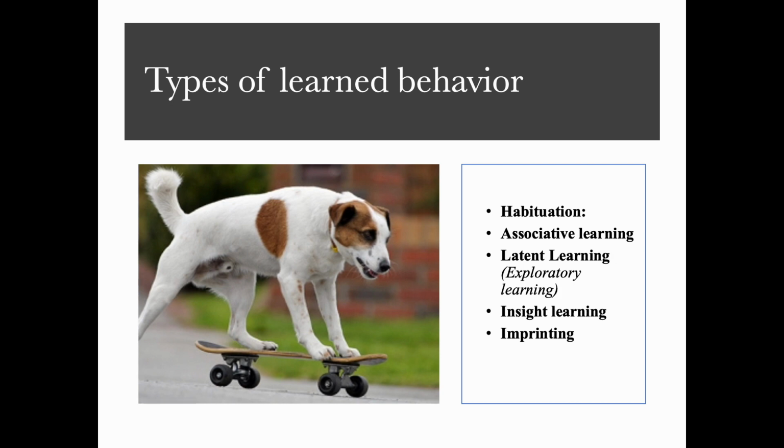Today we are going to talk about types of learned behavior. So there are five, and we shall talk about one extra behavior at the end. So you have habituation, associative learning, latent learning, insight learning, and imprinting. So let's start with habituation.